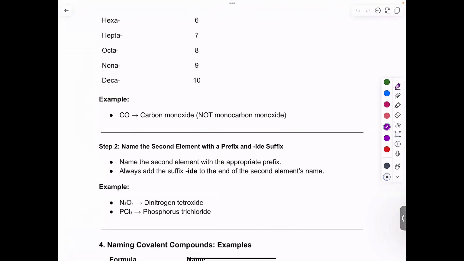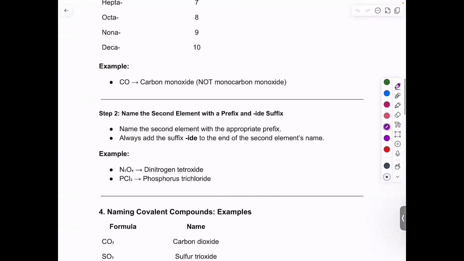Now, when you name the second element, we do have to tack on the "ide," right? Just like in the binary ionic naming, we do tack on an "ide." The difference is you're going to see two obvious things in a covalent versus an ionic compound: you'll see these Latin prefixes. So you'll know right away you're dealing with nonmetals and it's covalent. Of course, we'll have two nonmetals and we'll have the Latin prefixes in there. So those are dead giveaways for covalent compound naming.